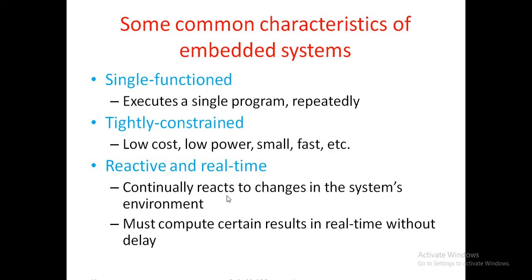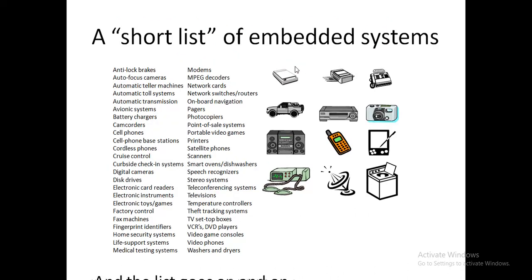For some applications, for example home automation or automatic speed control of a fan, some delay is acceptable. In some applications, like military applications or flight landing, you don't want any delay, not even a single millisecond. That's why it is a reactive and real-time system. That is one common characteristic of embedded systems.